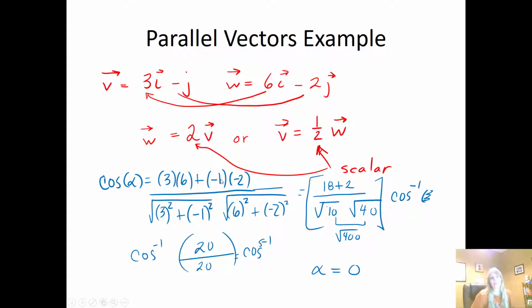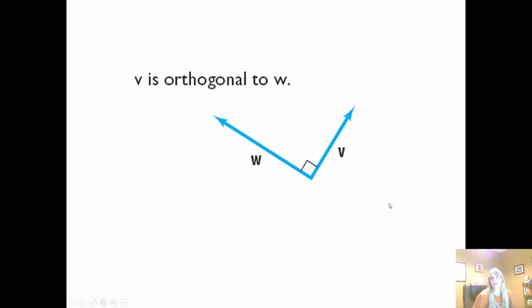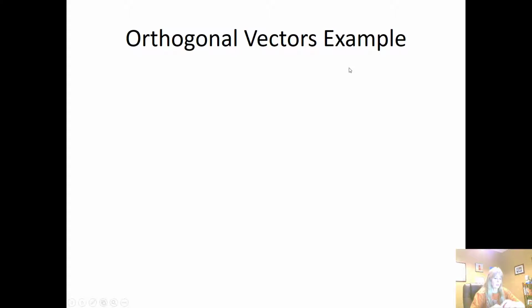So that's just kind of a proof, because based on what it said, if they're parallel, then the angle between them should be 0 or pi, and it was. If we want to look at orthogonal vectors, the angle between the two vectors is pi over 2, and we call these orthogonal, and this is typically what they look like. So v is orthogonal to w, and the two vectors are orthogonal if and only if their dot product equals 0. So we can do an example of that.